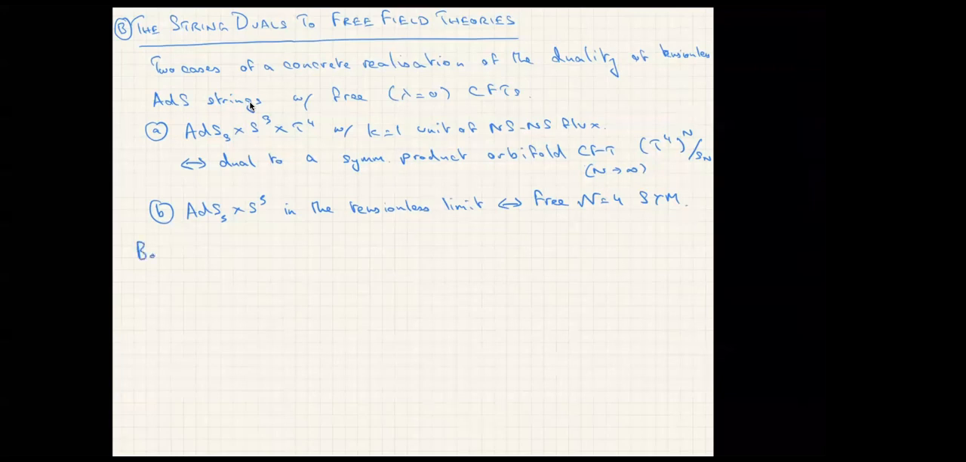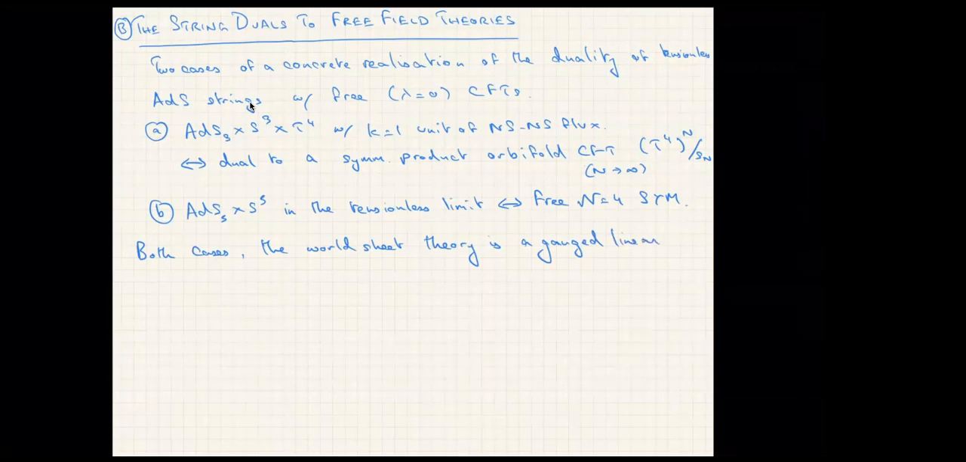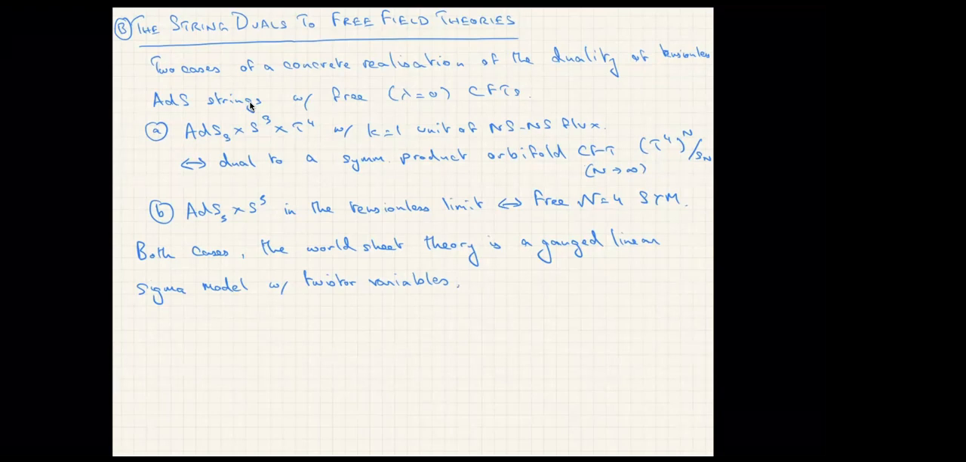In both cases, the worldsheet theory is a gauged linear sigma model. If you don't know what that means, don't worry. It's basically a free theory with an underlying gauging. The main point is that the fields are twistor-like variables. I won't have time to explain the twistor geometry part, which I think we are still understanding, especially in case B. But the underlying fields that we will be working with are these twistor variables. So that's the case that I will be mostly focusing on.